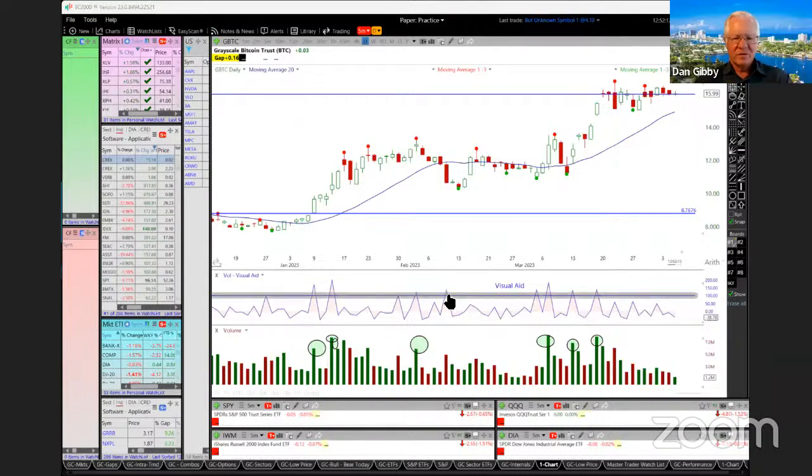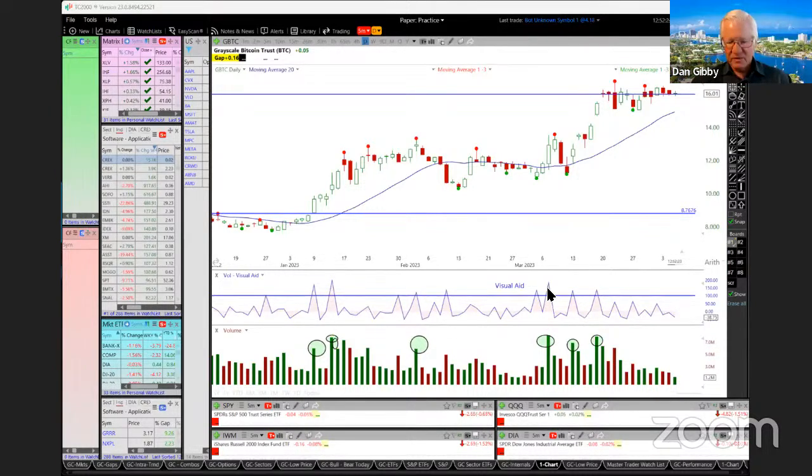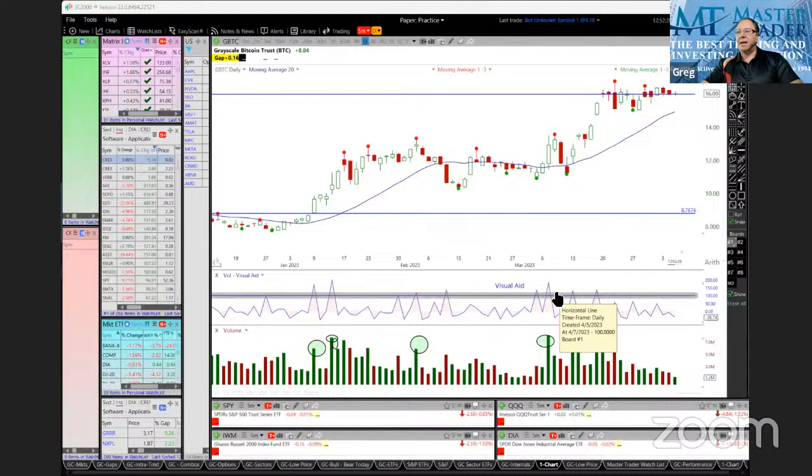Greg, what does visual aid mean? I don't even know. That means by looking at this, you know what it means. But by looking at this, I can just visually see, even if I take the volume off of here. Okay. It's a line chart of volume. No, it's not a line chart of volume. Okay, see, I don't know what it is.